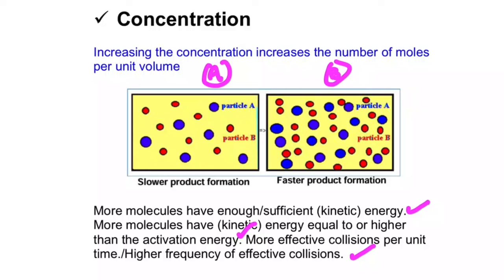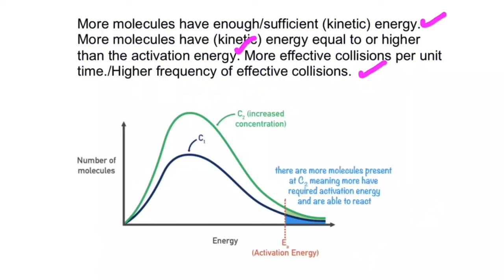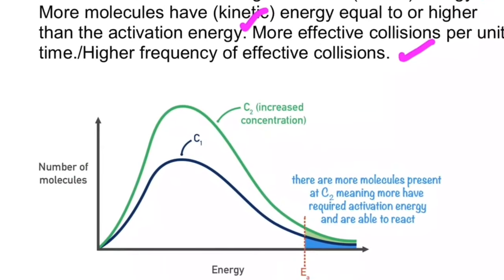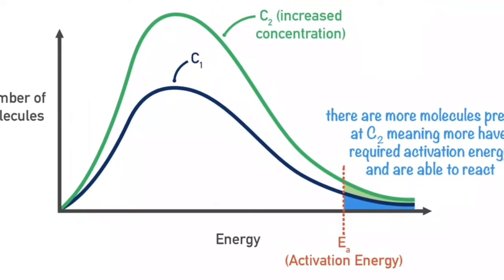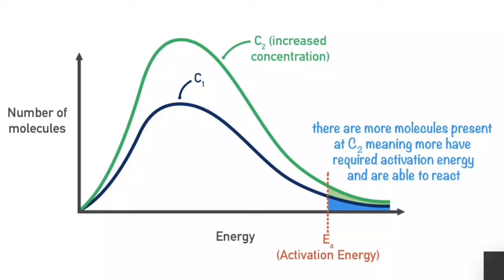Let's take a look at the Maxwell-Boltzmann distribution curve and see how that looks. We still have the kinetic energy on the x-axis. We have the number of molecules on the y-axis. But you can take a look at C1 before the concentration is increased and take a look at C2 after the concentration is increased. You can see clearly from the graphs that there are more moles present at C2, meaning more have the required activation energy and are able to react, right? There's more moles under the graph C2 when the concentration has been increased.